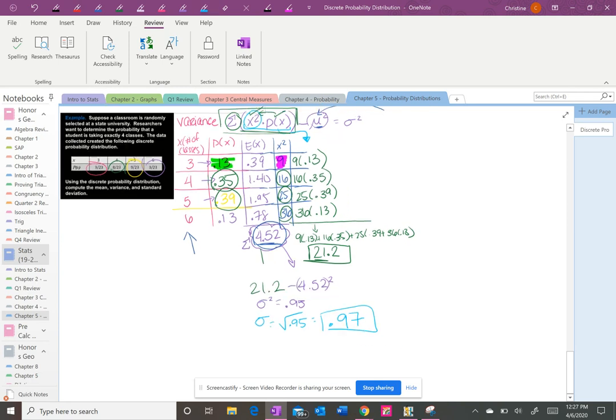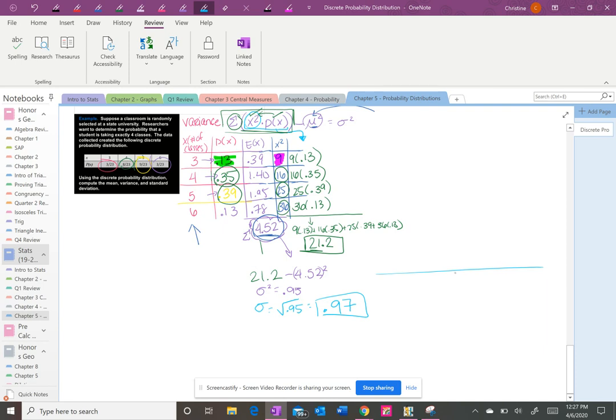Okay, so what this means is that if you were going to draw a bell curve, the average number of classes a student is taking is 4.52. Each one of these is going to increase by 0.97 every time, and so on.